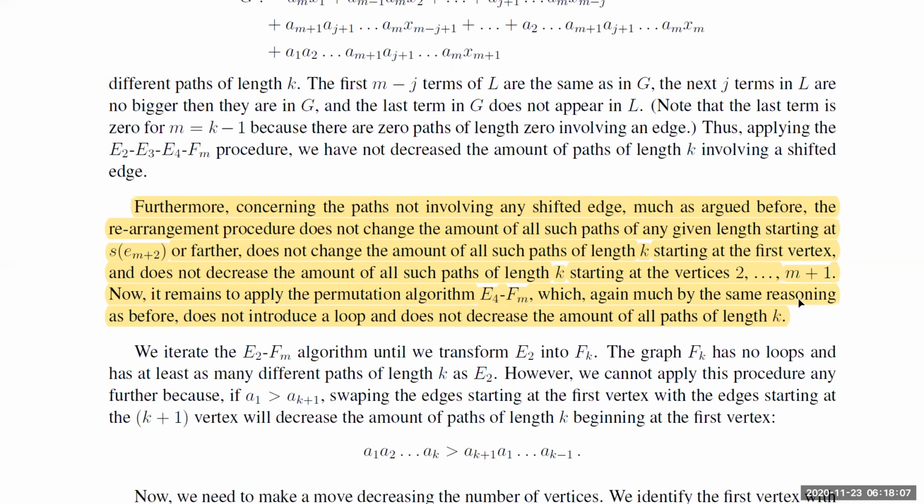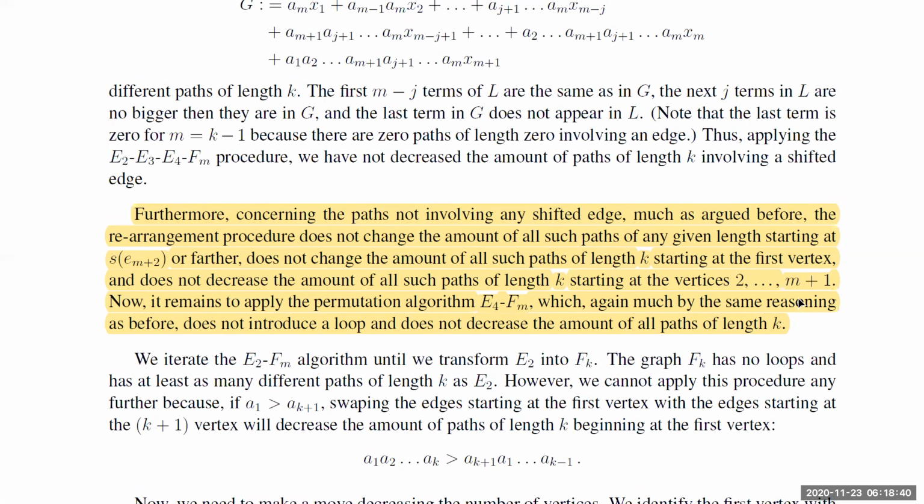So if you look at paths that start further down the road, then obviously they are unaffected by this rearrangement. So we don't change the amount of all different paths of any given length. Now, we don't change the amount of all such paths of length k starting at the first vertex. Why? Because when we start from the first vertex, and remembering that m is strictly less than k, if we have a path of length k, we must involve all vertices that are in the first part of the graph.